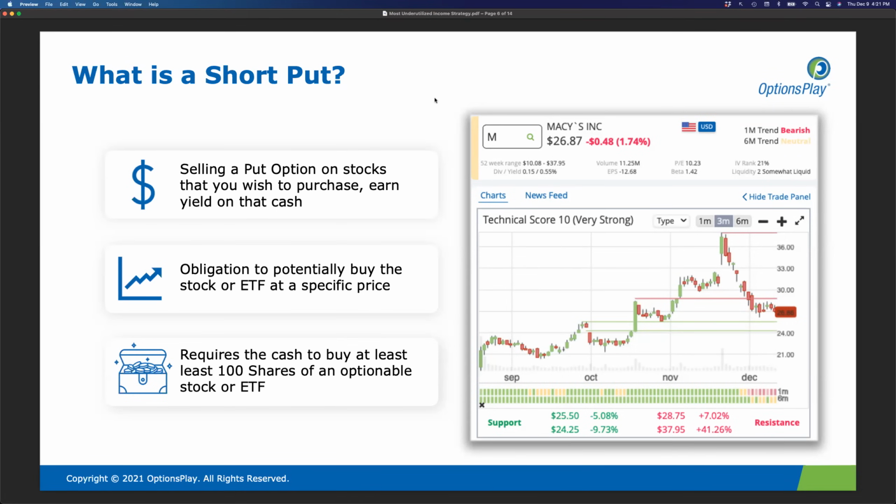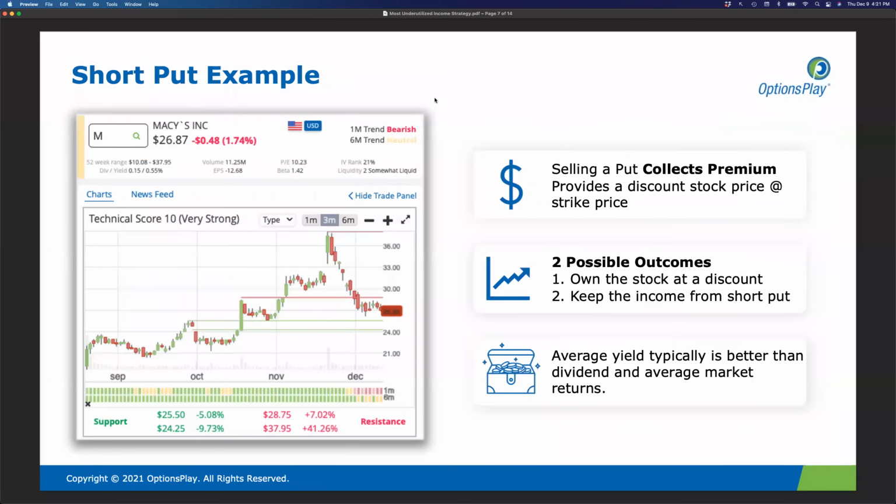Okay, so first of all, that's what a short put is. So let's talk about an example here, and I'm using Macy's again as my example. So whenever we sell a put option, what we are going to do is we're going to collect premium. As the seller of the option, the buyer of that put option is effectively paying us that premium, and we get to use that premium to effectively give us a potential discount on the stock price at the strike price.